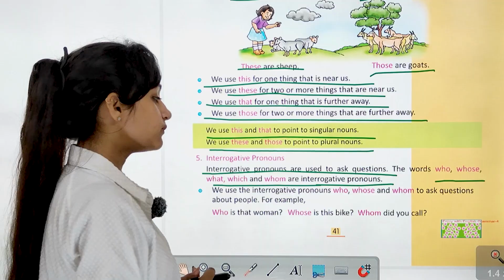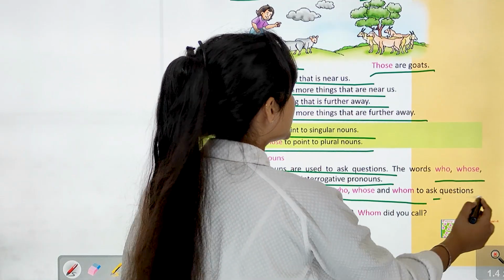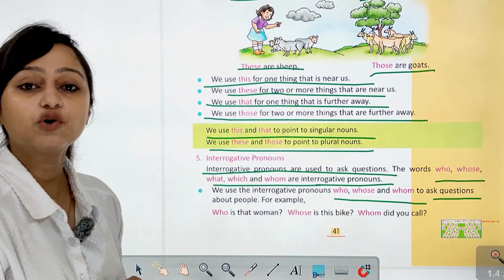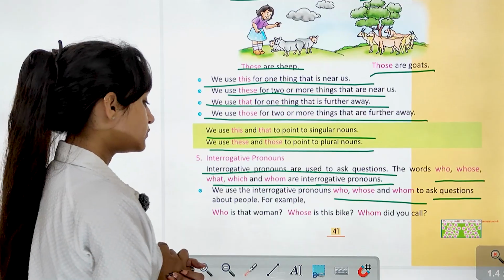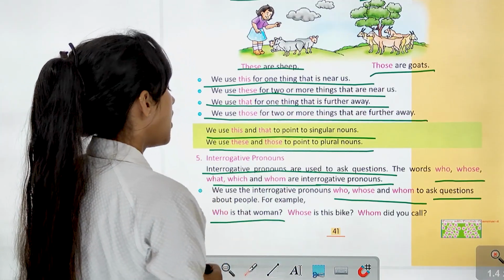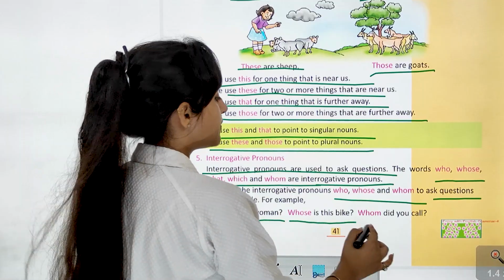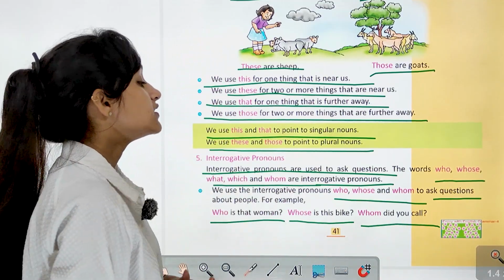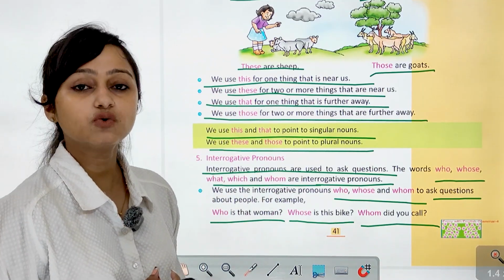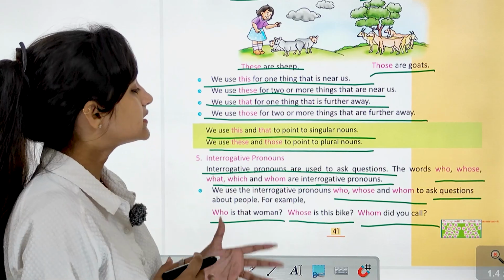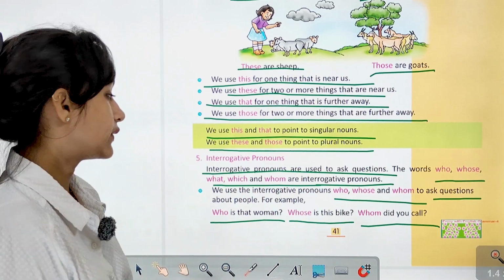We use the interrogative pronouns who, whose and whom to ask questions. इनको हम क्यों use करते हैं? Questions पूछने के लिए. About people, for example, who is that woman? वो woman कौन है? Whose is this bike? Whom did you call? जब हम कोई क्वेश्चन पूछते हैं, so we use who, whom, what. So these are the interrogative pronouns.